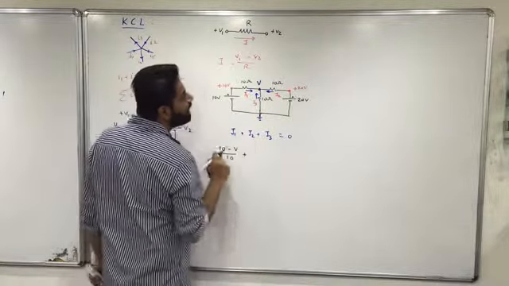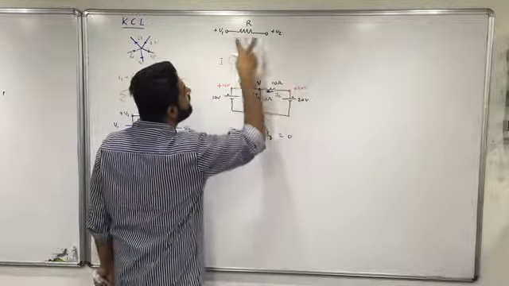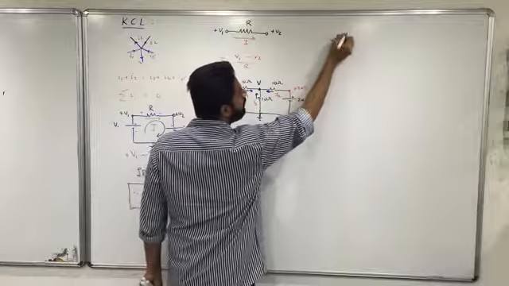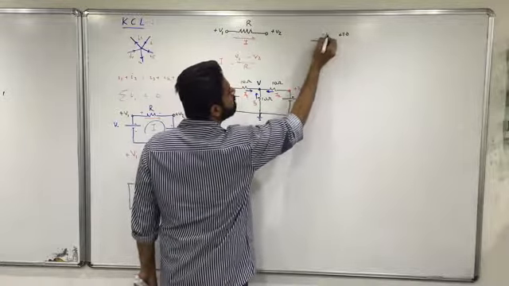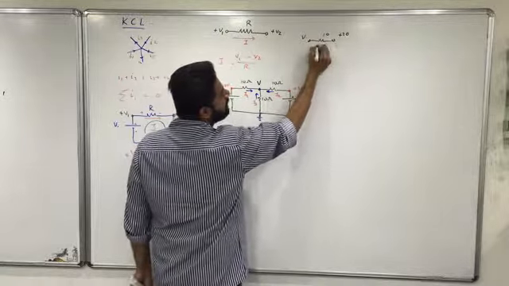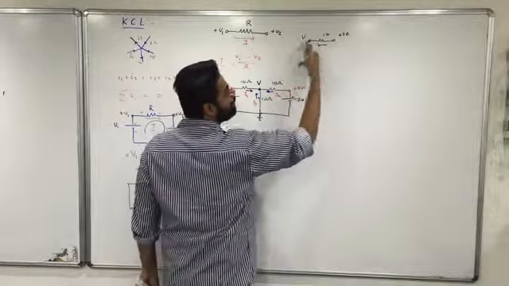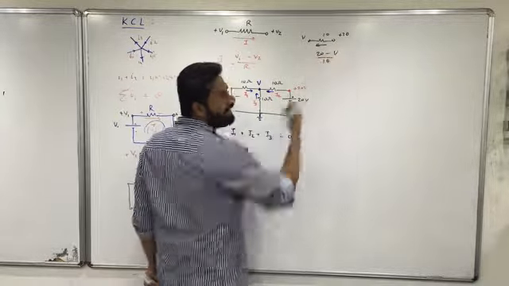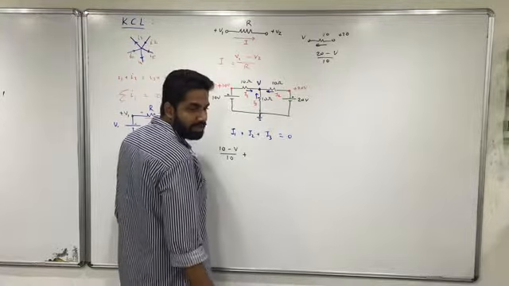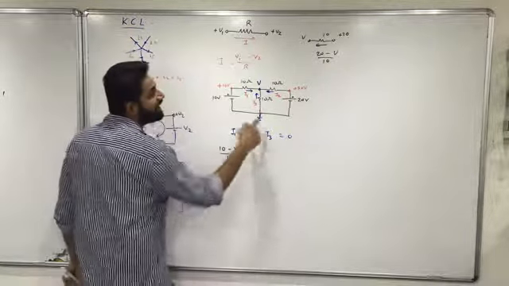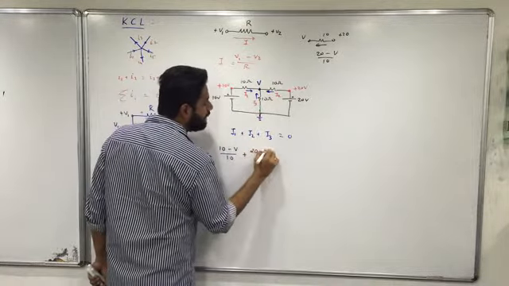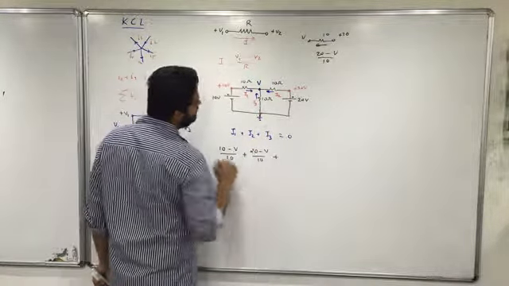Plus, when we talk about I2, again let's consider such a network. Plus 20, then this is 10, and this is V. Current is flowing like this. Current always flows from higher potential to low potential. So I can say it's 20 minus V divided by 10. Is it clear? Any doubt on this? So we have got the second current, which is 20 minus V divided by 10, plus I3.